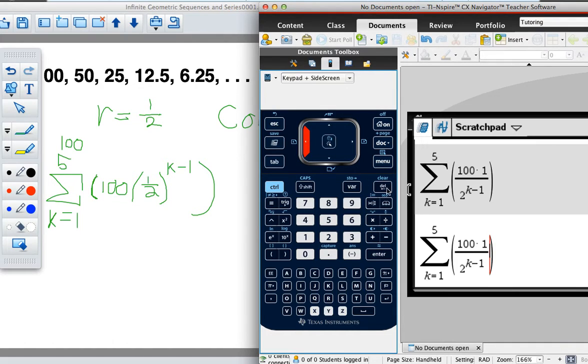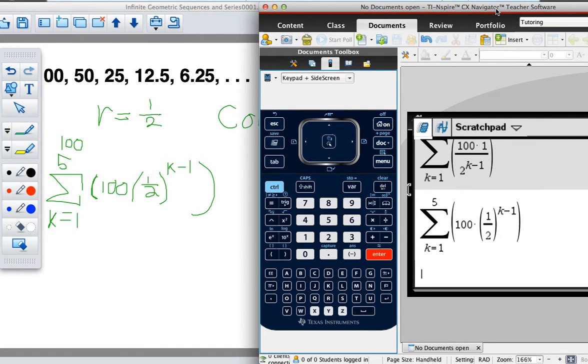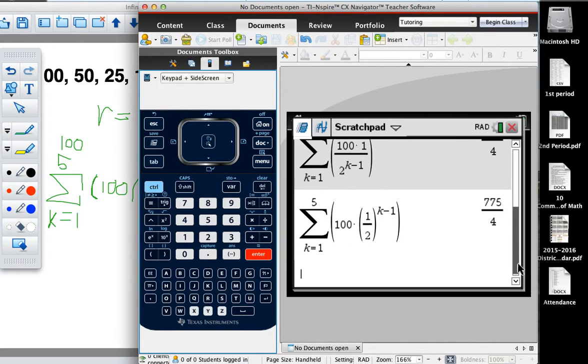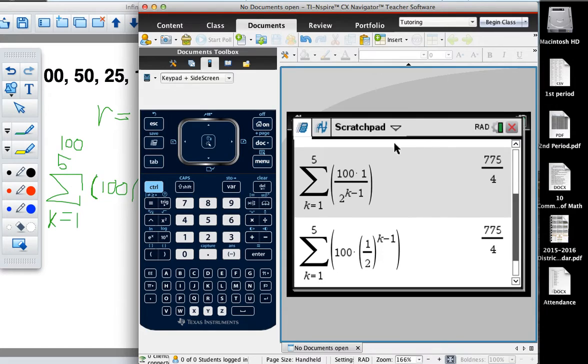All right, so I'm going to just get rid of all that. I'm going to do 100 times, and now open parentheses, 1 divided by 2, or 1/2, close parentheses. Now I'm going to raise it to K minus 1, and then push enter. Let's see how that changes. Does it change? In this case, it may not. So in this example, it did not.